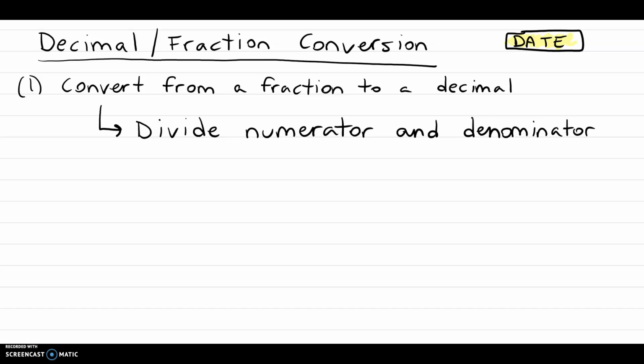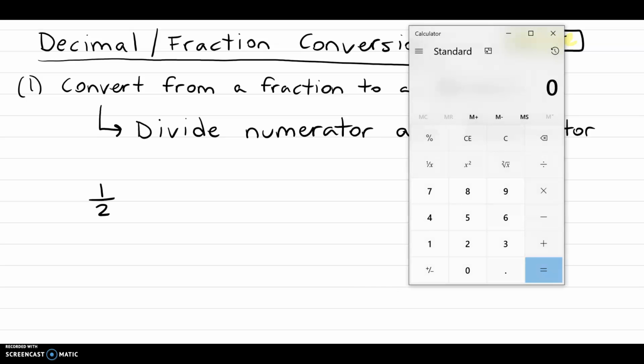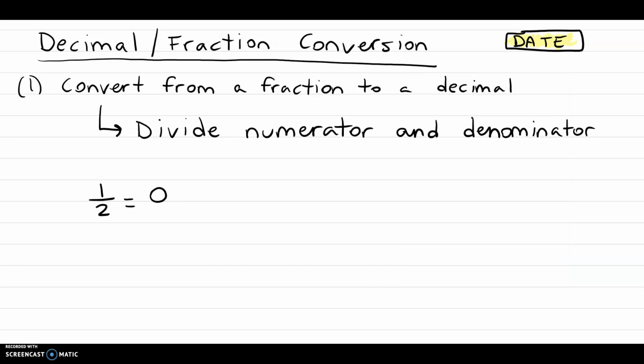So for example, if I did 1/2 and I divided it, and we can use your calculators, if you take 1 divided by 2, you're going to get 0.5, or half. So 1/2 and 0.5 are the same thing. They represent the same value.